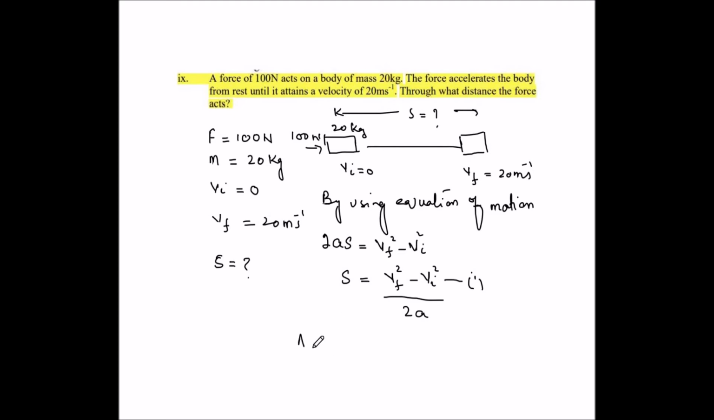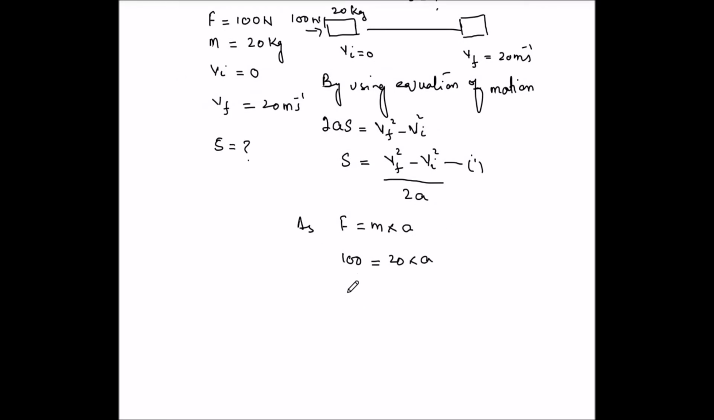You know well the formula of force, F is equal to m times a. In this question you have force 100 Newton, mass is given 20, so you can find acceleration easily. 100 over 20 is equal to a. When you divide 100 by 20, you get 5. So you can write acceleration of the object is 5 meters per second squared. Now you can substitute this value of acceleration in equation number 1.